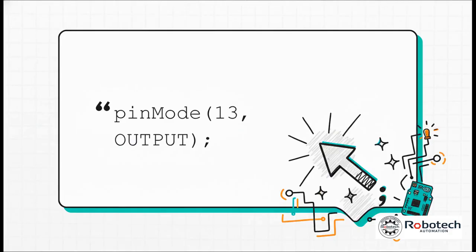This line shows it perfectly. Now, don't worry about what pinMode or OUTPUT means just yet. Just look at the very end of the line. See that semicolon? That's the full stop. That's what tells the Arduino that this command is complete. Almost every single instruction you write will need one.